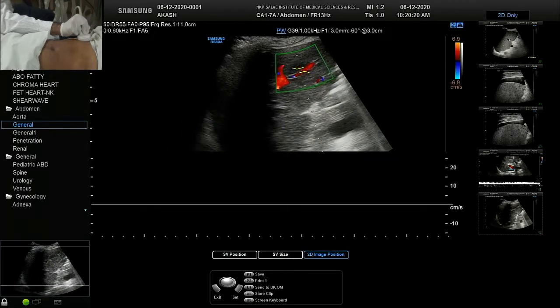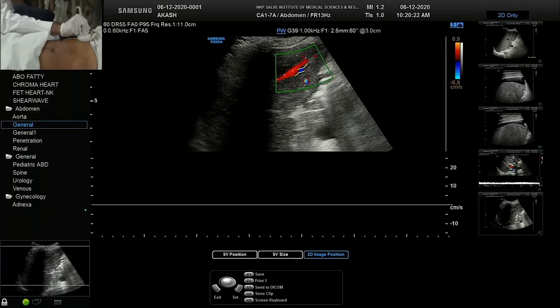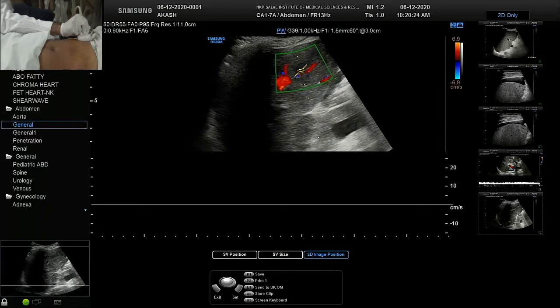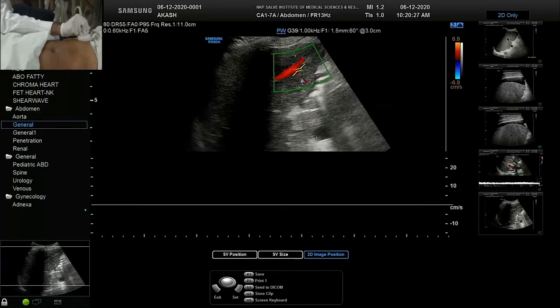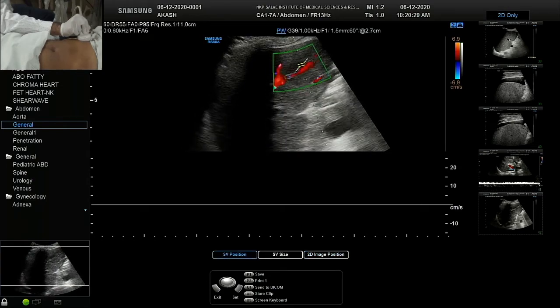So see, in all patients we got this. So this is frequently seen. You must look for it every time when you are evaluating a portal hypertension patient.